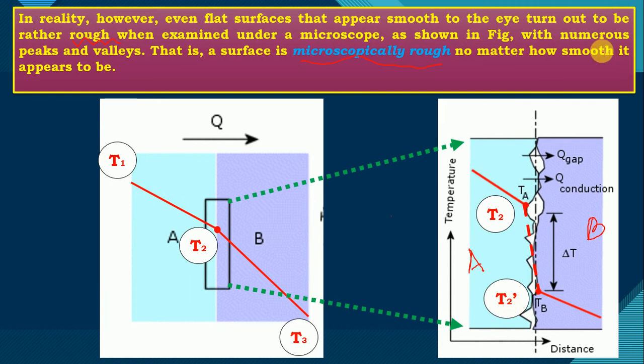Okay, this temperature drop depends upon the nature of the surface. If the nature of the surface is very rough, the temperature drop will be more. If the surface is very smooth, then the temperature drop will be less. But we cannot make the temperature drop 0, because it is not at all possible to have a perfect contact. Perfect contact means what? 100% contact of A with B. It is not at all possible. So there will always be a temperature drop. That is what we are observing, T2 to T2 dash.